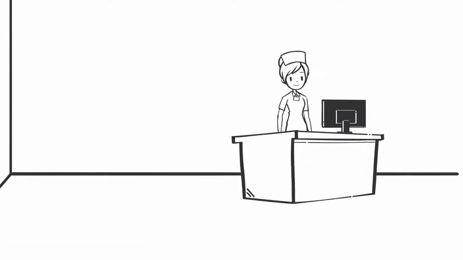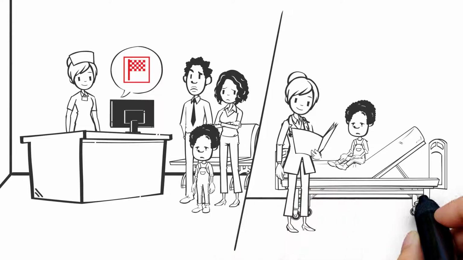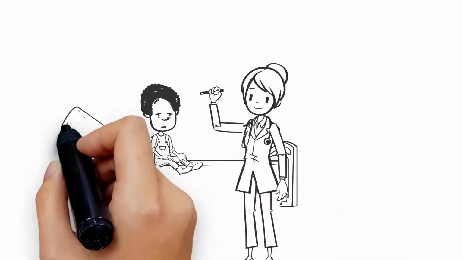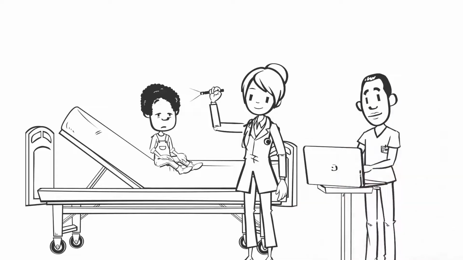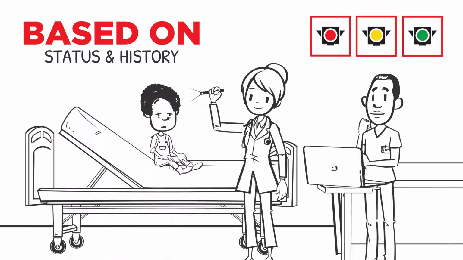When the CAHR alert fires in the waiting room, place the patient in a trauma bay, or, if unavailable, in a hallway bed. The provider and nurse assess the patient together and determine patient to be red, yellow, or green light activation based on status and history.